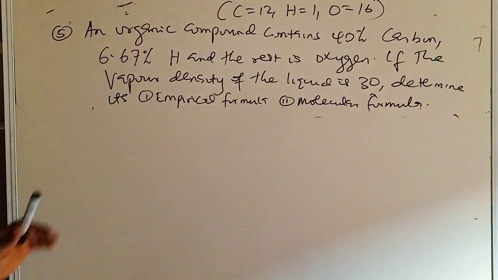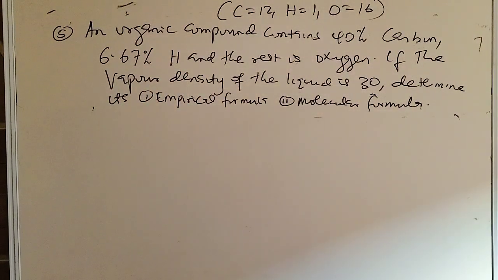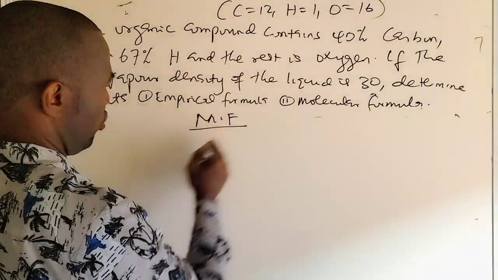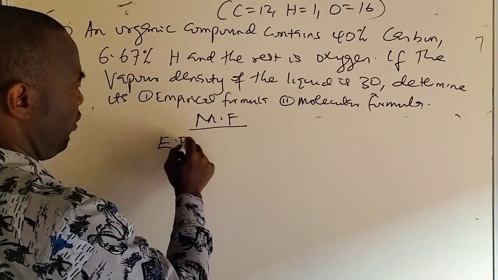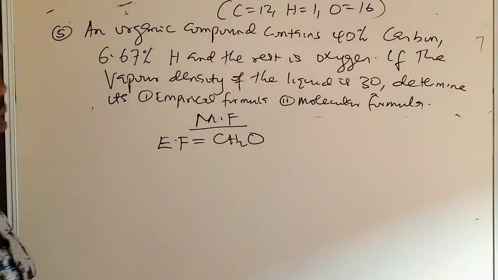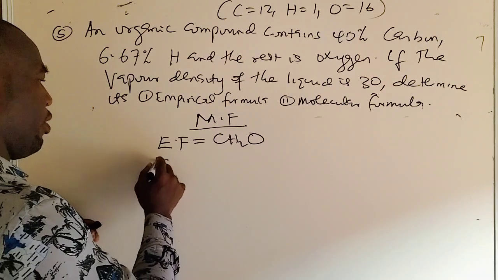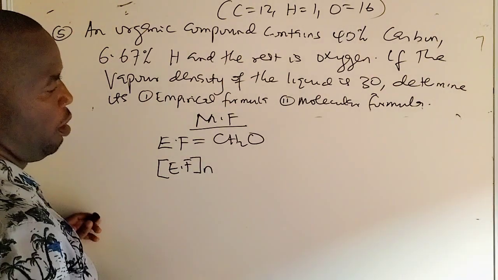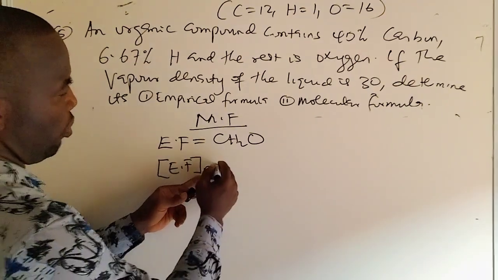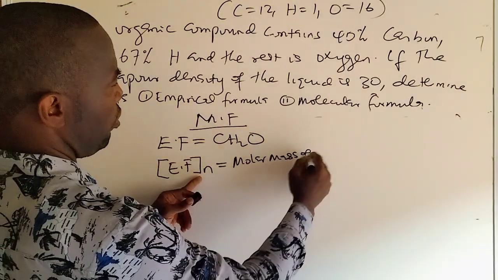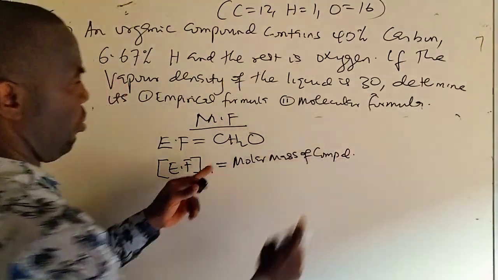The actual number of atoms in one molecule of a compound. So, to find the molecular formula, we call it MF, the first thing you have to do is to find the empirical formula, which we have done previously as CH2O in question 1. The next step is to multiply the empirical formula by a factor, which I will call N, and make it equal to the molar mass or the molecular mass of the compound.